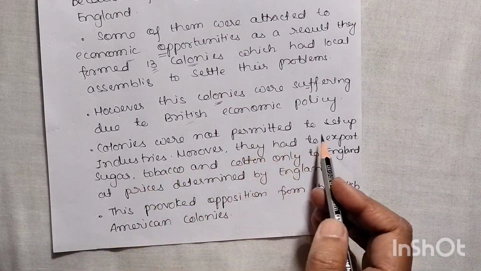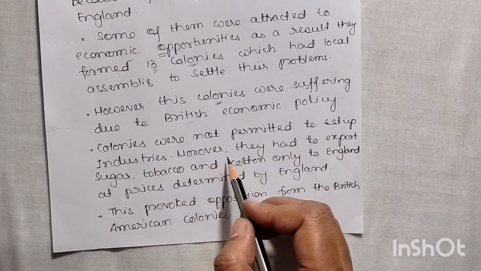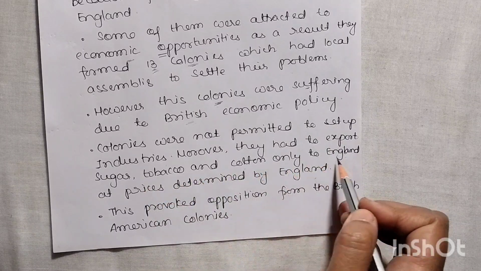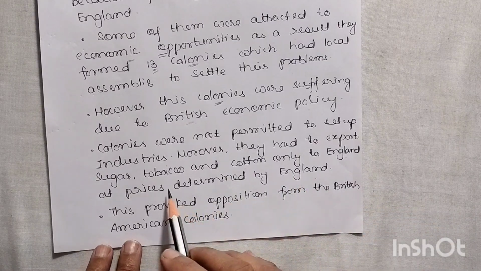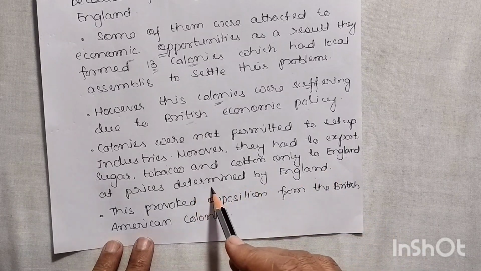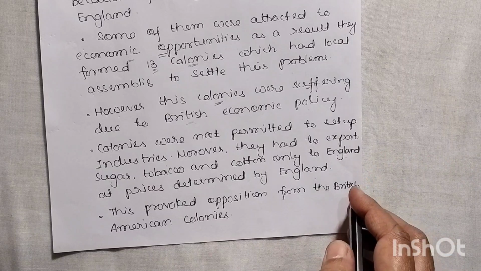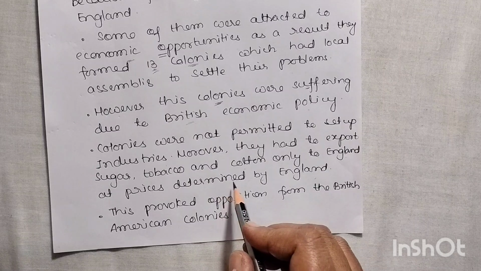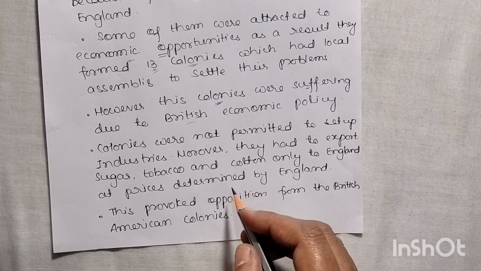Colonies were not permitted to set up industry. See, the colonies were not permitted to set up industry. Moreover, they had to export sugar, tobacco and cotton only to England at prices determined by England. So whatever their production was, they had to give all this to England, and the prices would again be determined by England. There was no choice for the people who were doing the hard labor, the manufacturing, working hard. They could not fix the price, and they were not allowed to sell anywhere else also. Okay, so exploitation was going on.